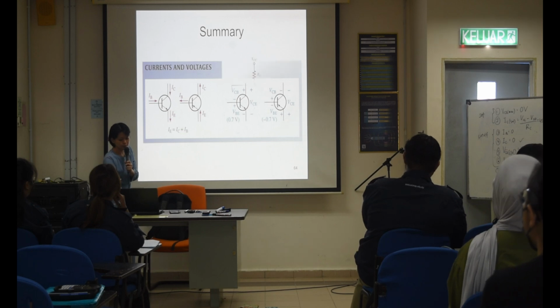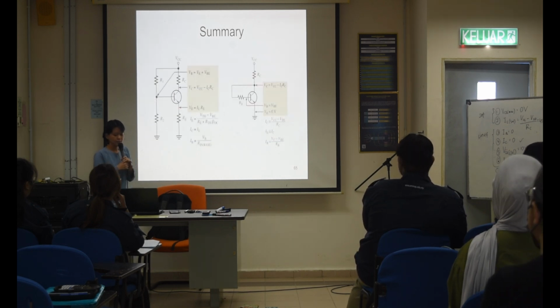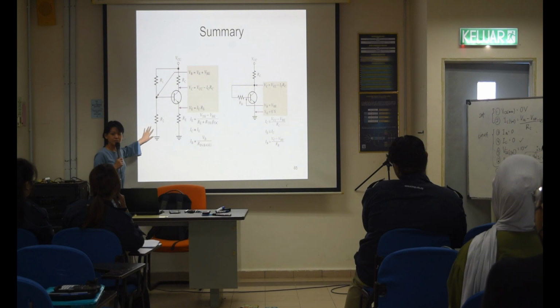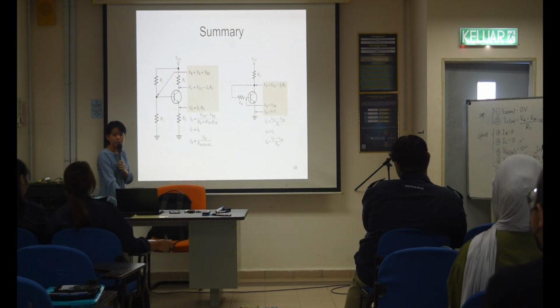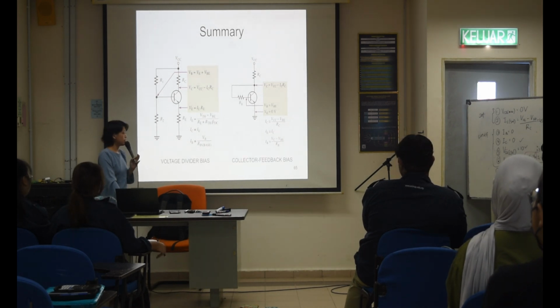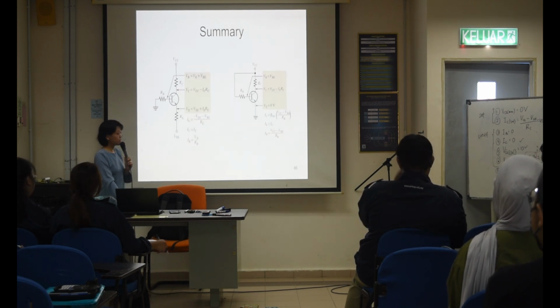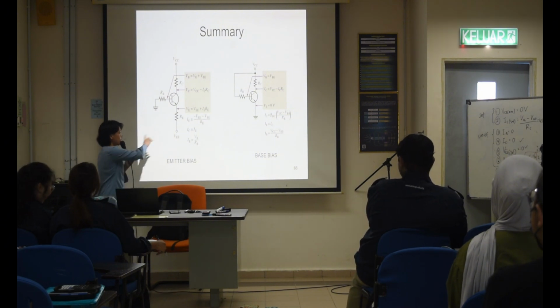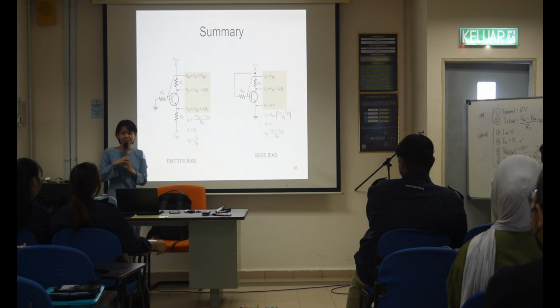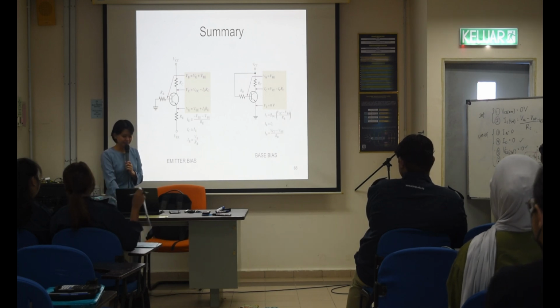The next one, last one, summary. This circuit is what type of bias? Voltage divider bias. And the next one? Collector feedback bias. The next one? Emitter bias, base bias. So at the end of this, you might be able to do all these calculations. Okay, thank you, class.